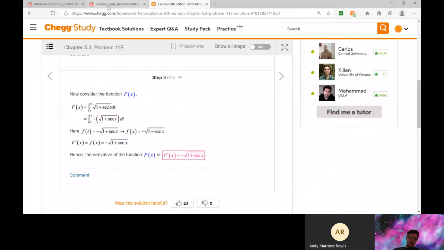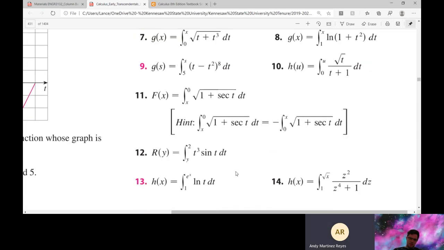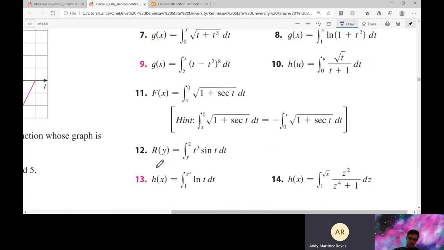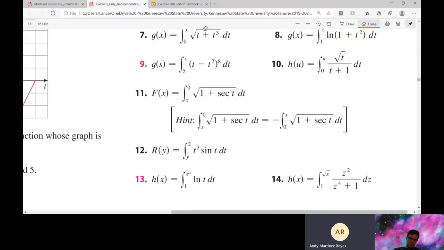See, this doesn't seem hard, does it? No, not yet. Same thing. What do you think about number 12? Negative y to the third. Yep. Oh wait, negative y to the third sine y. I didn't see the sine. Yeah.